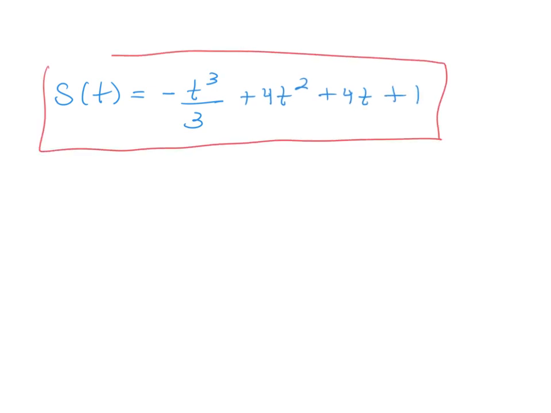We have that s of t is equal to -t cubed over 3 plus 4t squared plus 4t plus 1. This will tell us the displacement of the particle at any given time t.